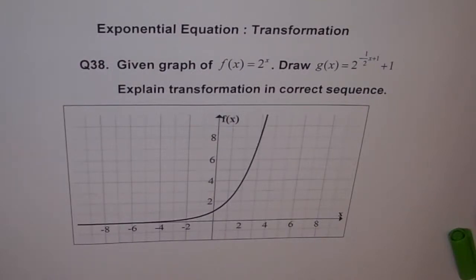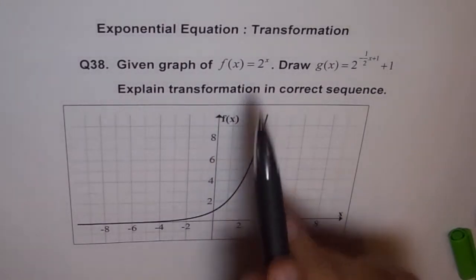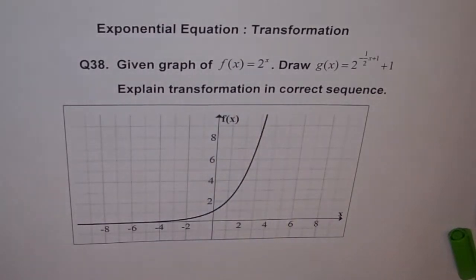Here we have a question on transformation of exponential function. Question 38. Given the graph of function f of x equals 2 to the power of x, draw g of x equals 2 to the power of minus half x plus 1, plus 1. Explain the transformation in correct sequence.